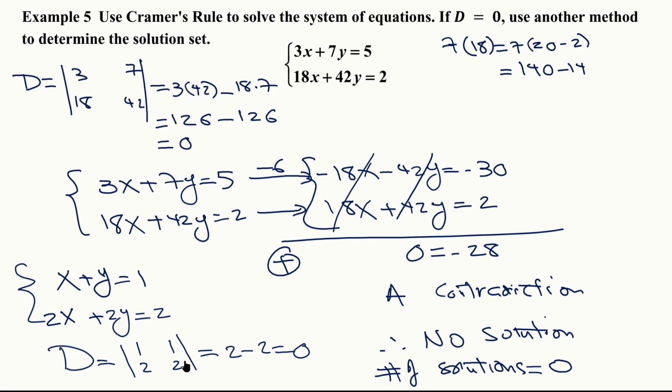You could also have what? Infinitely many solutions. So you know that to write the solution sets of this kind of a system, you would actually just solve one of the equations, like say this one, solve it for y, which gives you 1 minus x. You would write the solution set as the set containing ordered pairs of the form (x, 1 minus x), for instance. Okay, so that would be another possibility where the capital D ends up being 0.